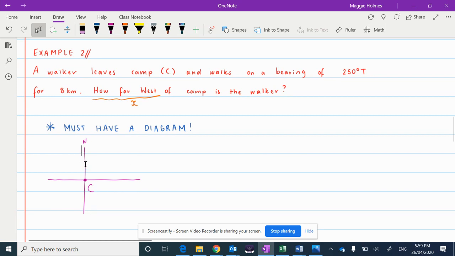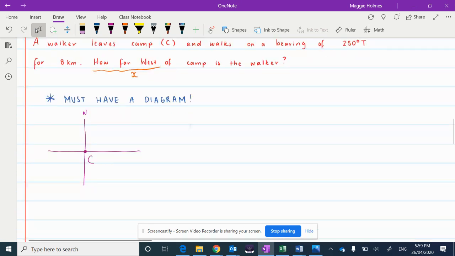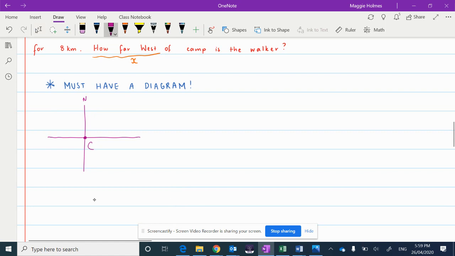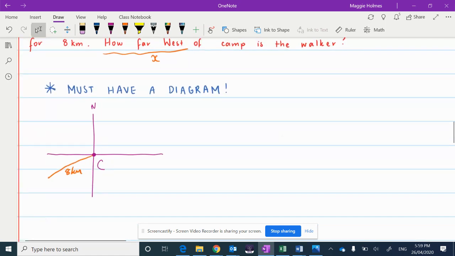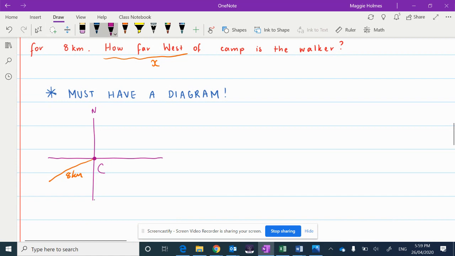Now you have to figure out where to put your walking line. So this is 90, that's not far enough. 180, not far enough. That's 270, that's too far. So it's somewhere in here, closer to our 270 line. And he's gone for 8 kilometres. We know that this big angle here is 250 degrees.